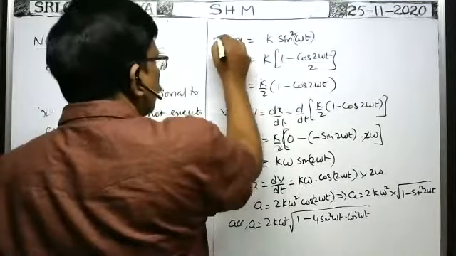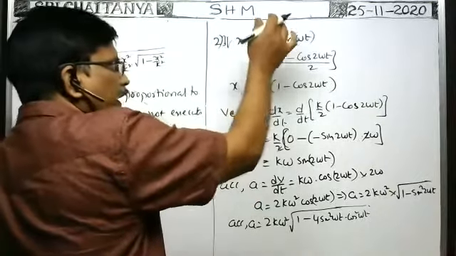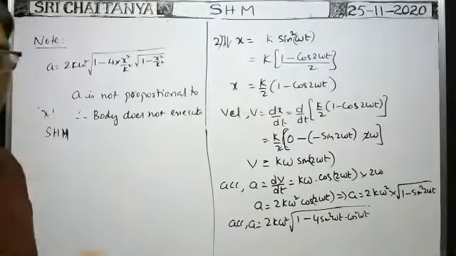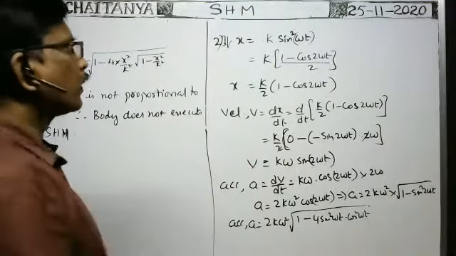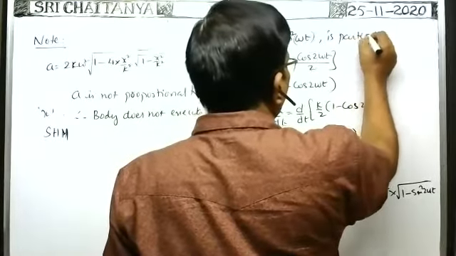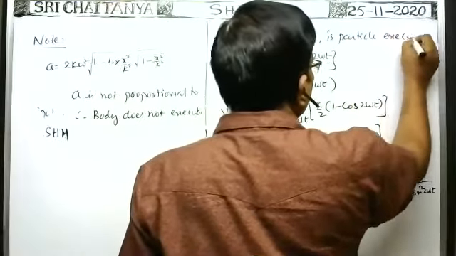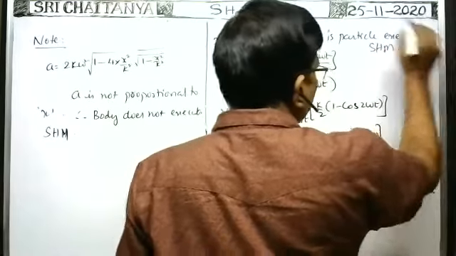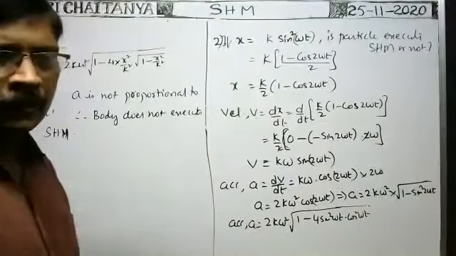If x is equal to k sin square omega t, does it execute simple harmonic motion? Is it the equation for simple harmonic motion or not? That is the question. If x is equal to this, does the particle execute simple harmonic motion or not? We have to test it, we have to check it.